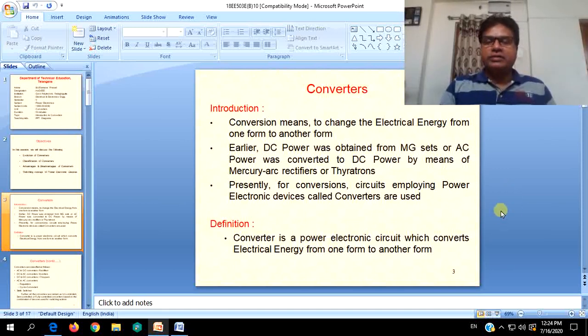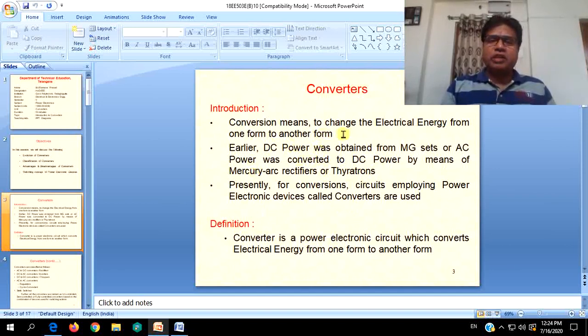And other sorts of things apart from the machines are mercury arc rectifiers or thyratrons, which were there before the evolution of power electronic devices. Again, mercury arc rectifiers, as the name indicates, will convert AC to DC, and so will the thyratron. Again, we have discussed these things. So these were changing AC power to DC power.